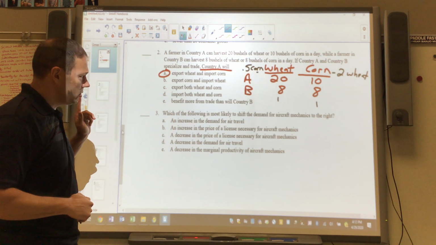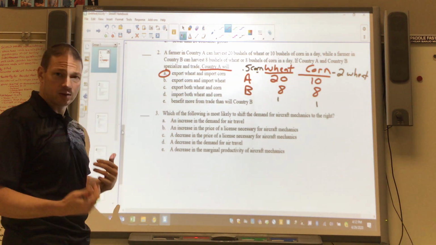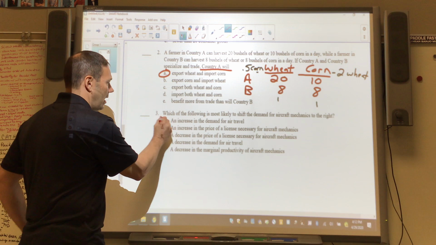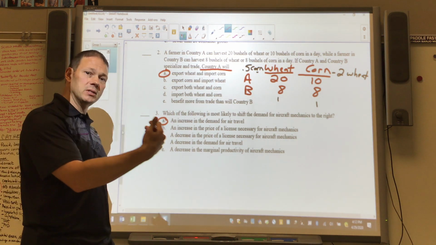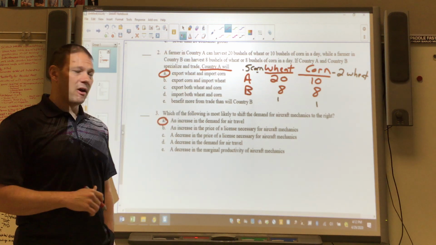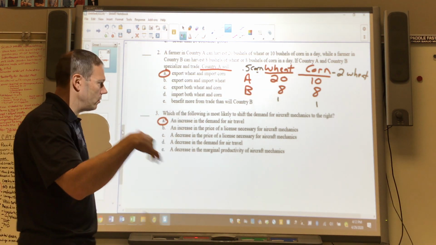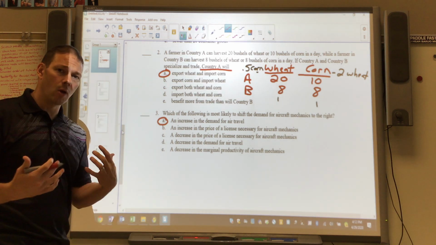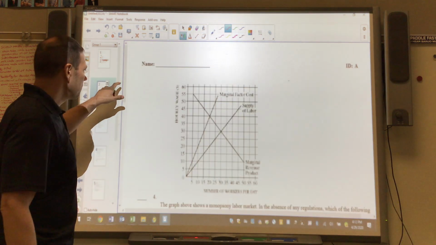Number 3, what's going to increase the demand for aircraft mechanics? This has to do with our factor markets, and the best answer here is A, an increase in the demand for air travel. That's going to increase the value of what aircraft mechanics are offering, and by increasing the value, that increases the demand for them. That's that whole MRP equals marginal product times the price of the product.